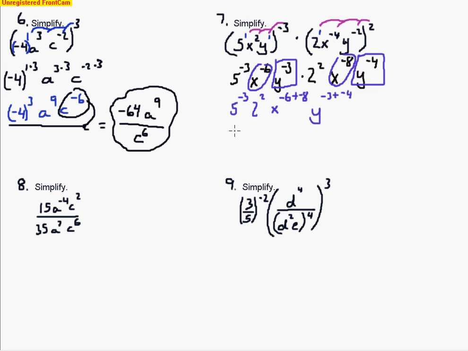So we still have this 5 to the negative third. We have a 2 to the second. We have now an x to the negative 14th and a y to the negative 7th.